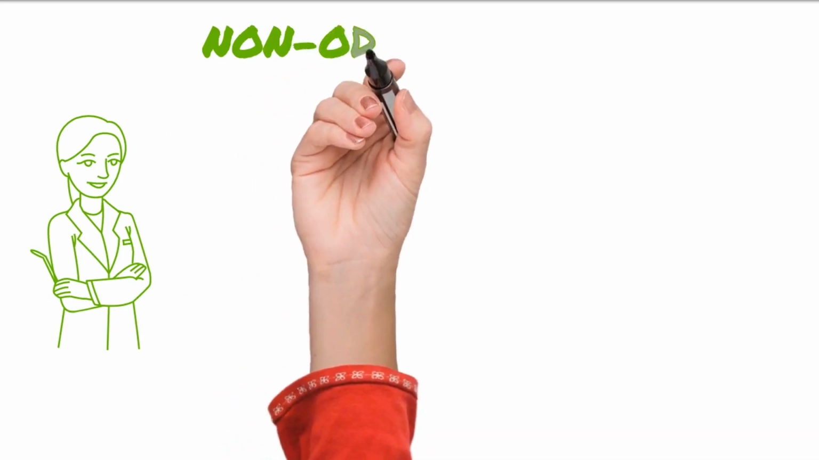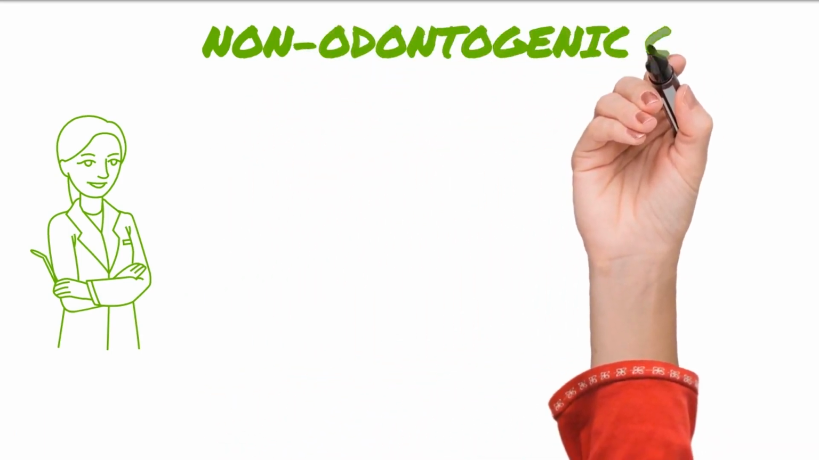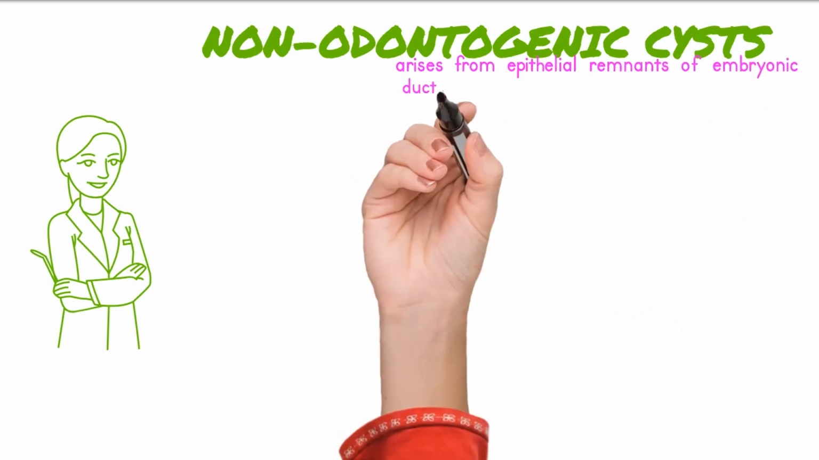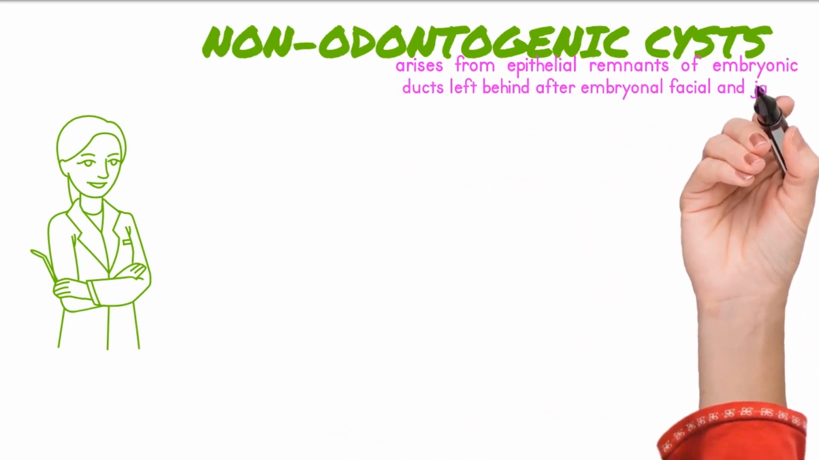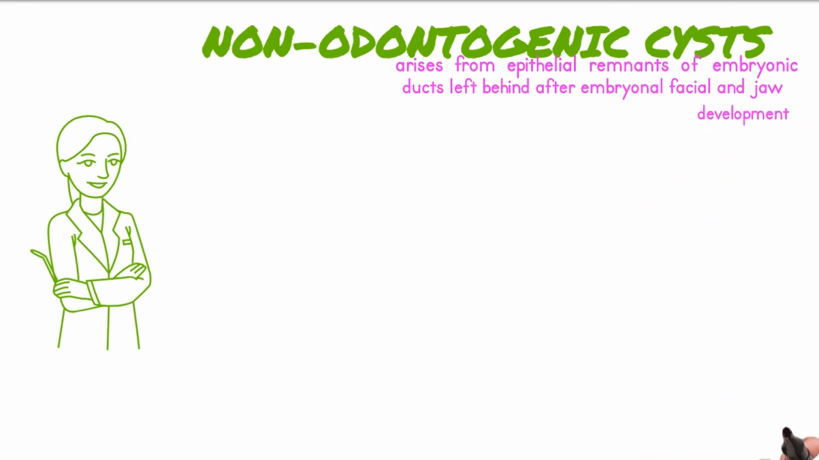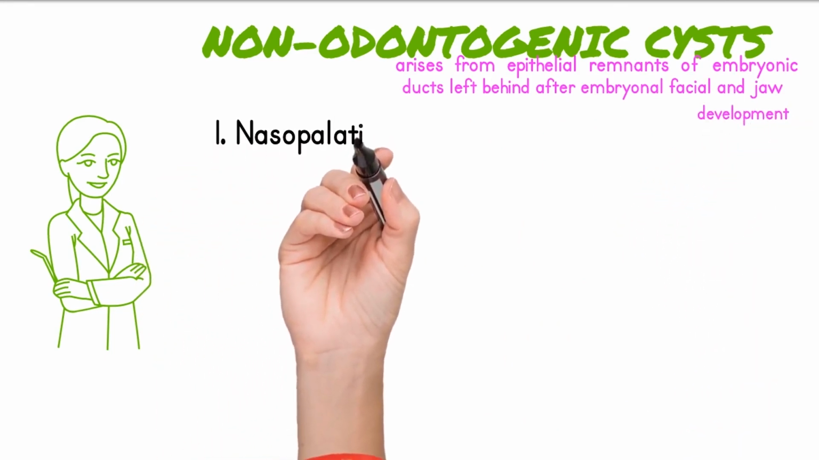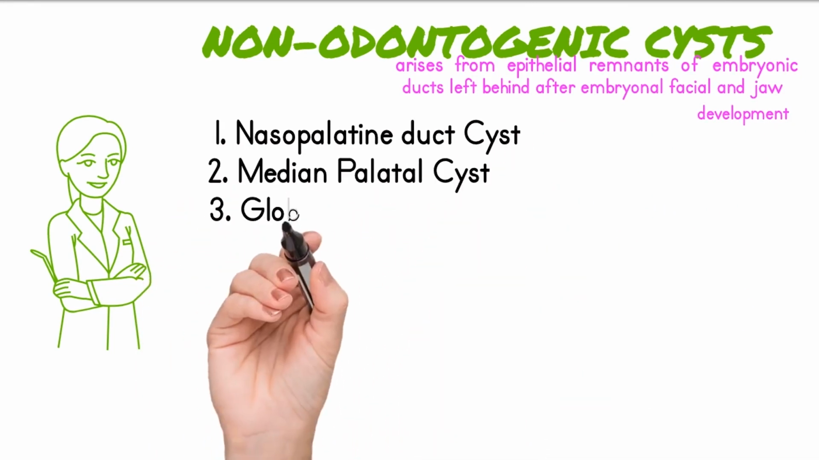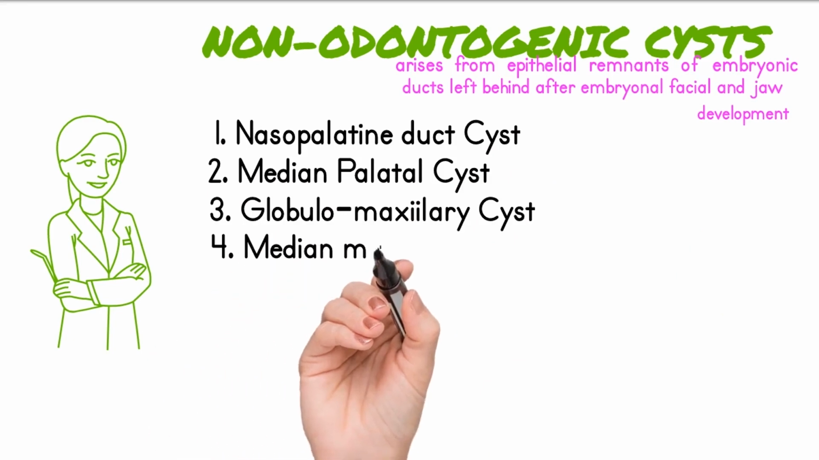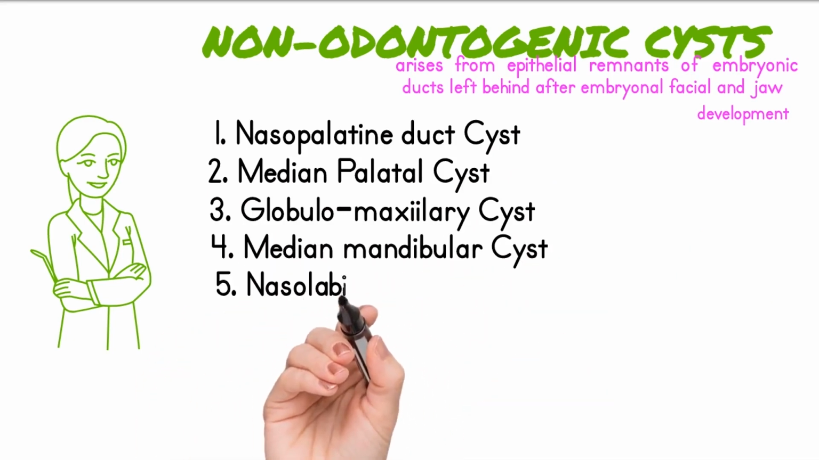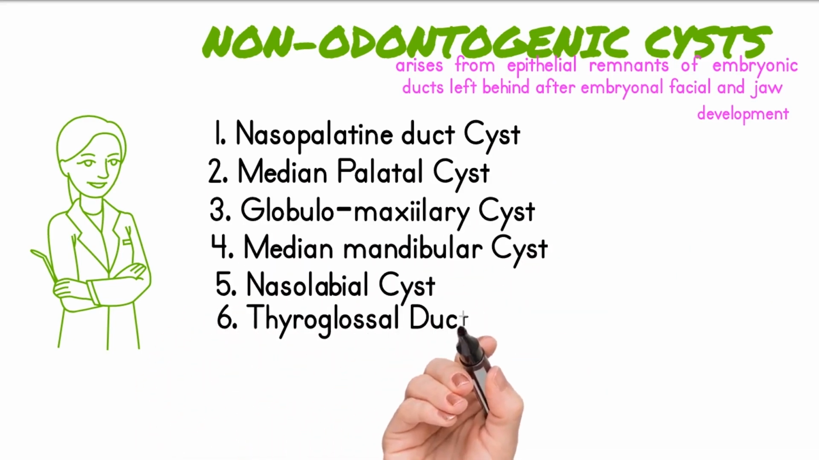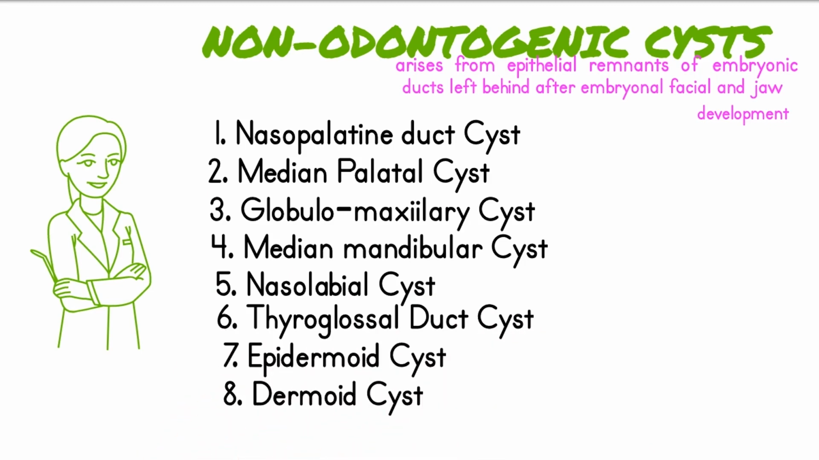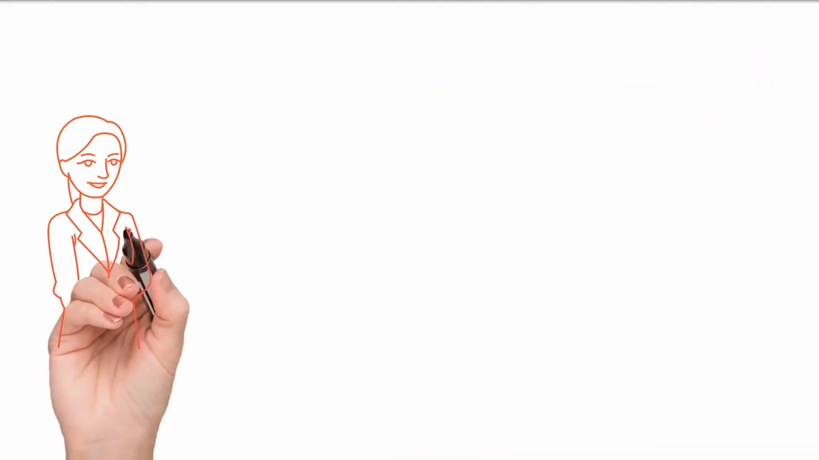Next is non-odontogenic cysts of oral cavity. These cysts arise from epithelial remnants of embryonic ducts left behind after embryonal facial and jaw development. Names of non-odontogenic cysts are nasopalatine duct cyst, median palatal cyst, globulomaxillary cyst, median mandibular cyst, nasolabial cyst, thyroglossal duct cyst, epidermoid cyst, dermoid cyst, and oral lymphoepithelial cyst.